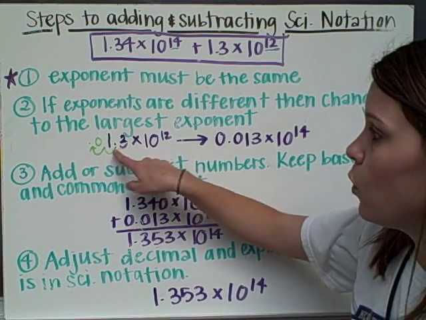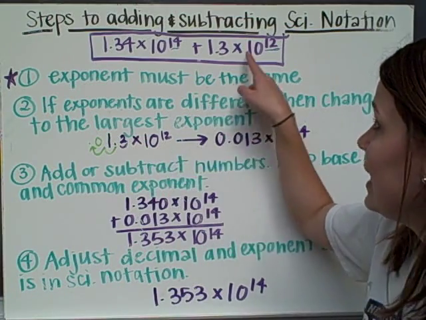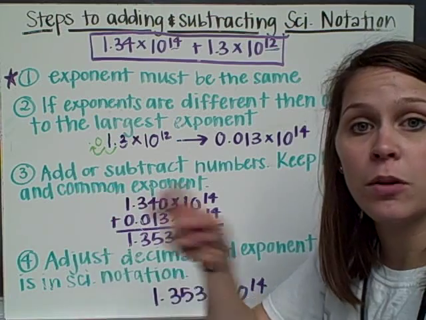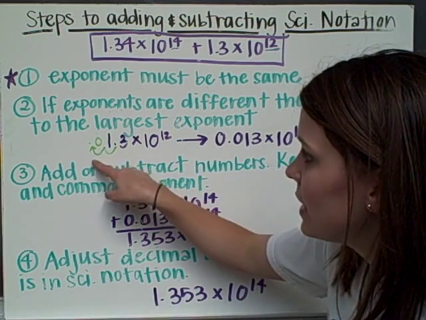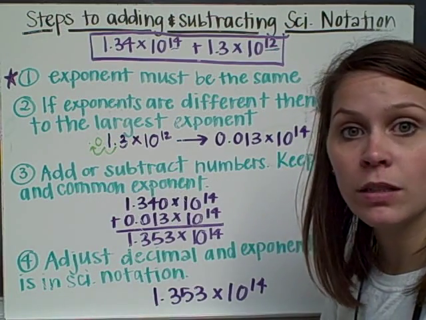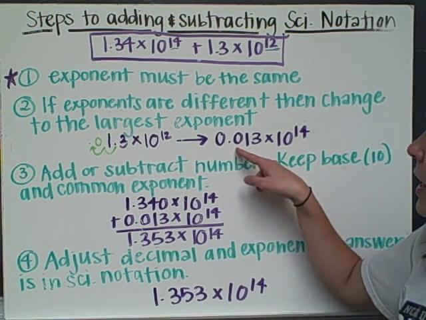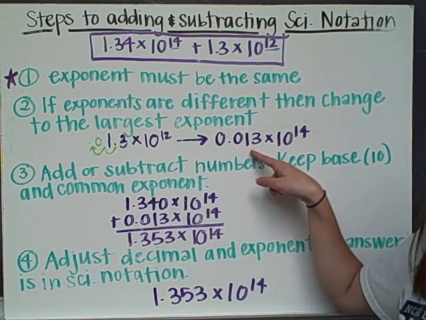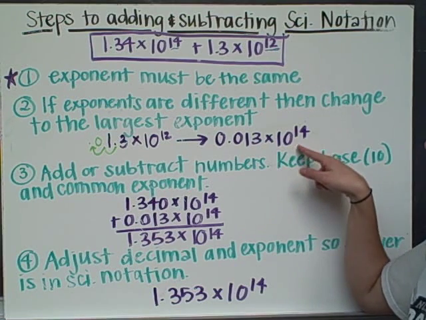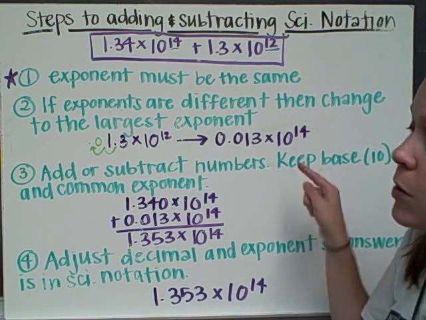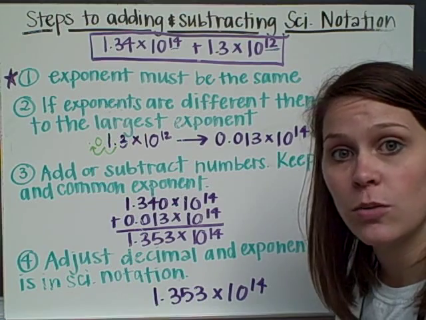So we started with 1.3 times 10 to the 12th. I need to increase my exponent by 2. So I'm going to move my decimal place 2 to the left. And so now this number is 0.013 times 10 to the 14th. So now our exponents match and we can continue to add.